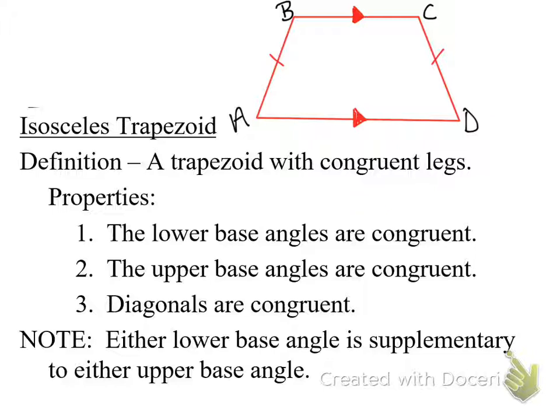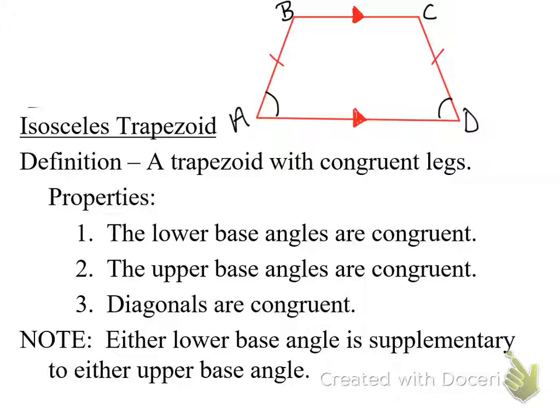We were told that this would be a trapezoid with congruent legs. So I went ahead and marked my parallel sides, which would be my bases, and my legs as being congruent on the sides. So first property, the lower base angles are congruent. The wording on that is not my favorite, because if we were to turn this whole diagram 90 degrees clockwise or counterclockwise, the base angles would no longer really be upper or lower. So just keep that in mind.